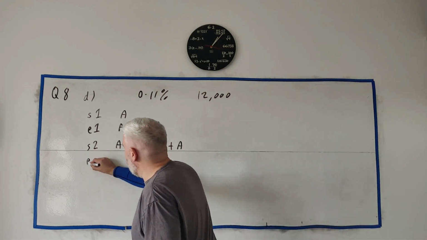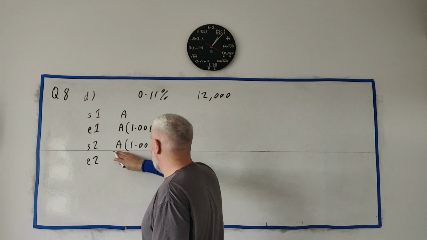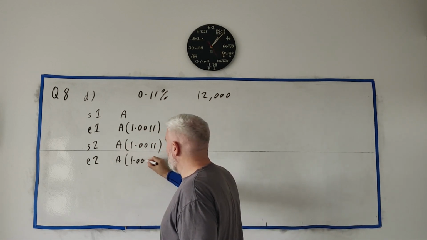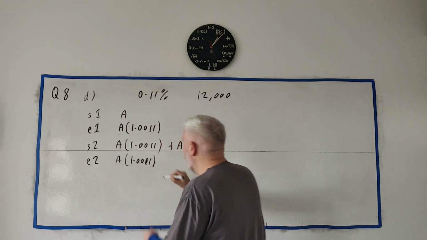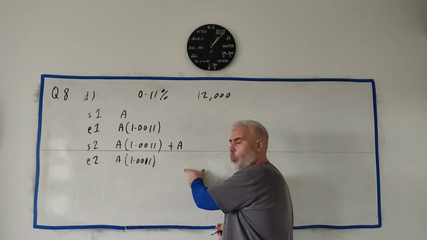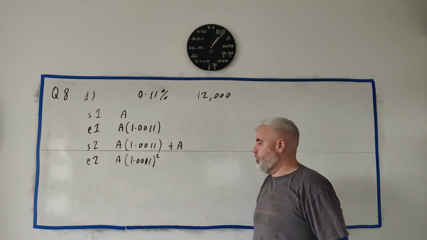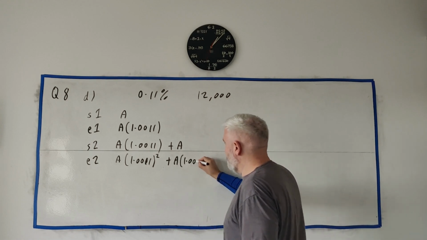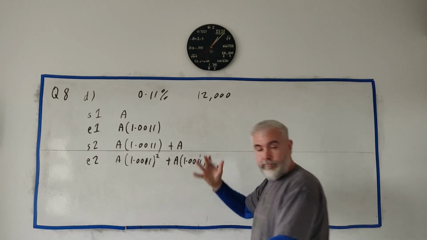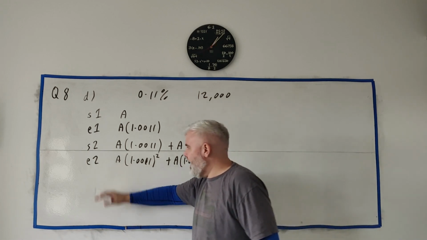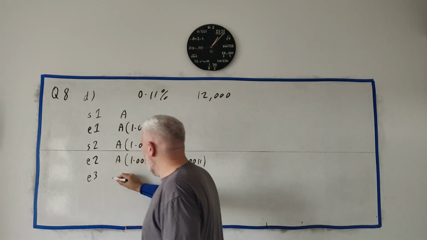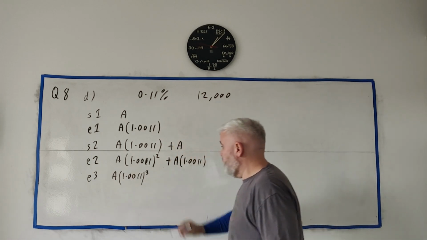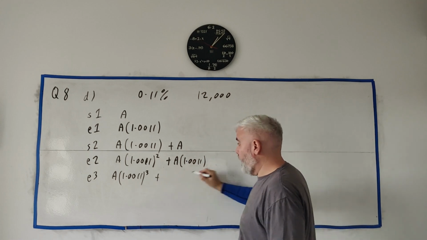At the end of the second month, he has this amount, but it gets bigger. So this becomes A times 1.0011 multiplied by 1.0011. It gets bigger. So we square this one. This A amount gets bigger by the 1.0011 amount. And this stays happening. The end of the third month would be A times 1.0011 to the power 3. He'd have this amount, which will get bigger.